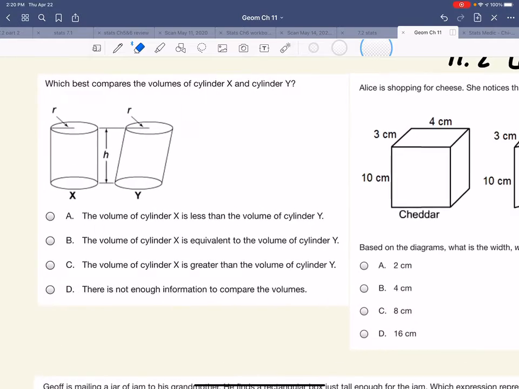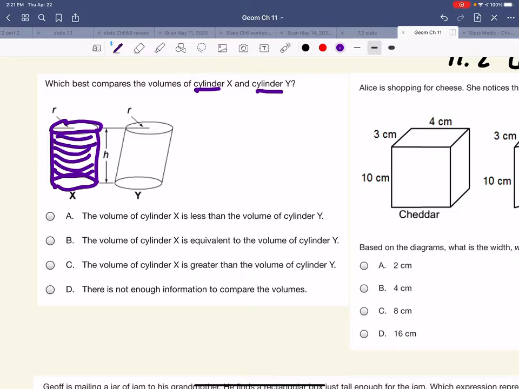So question 1 says, which best compares the volume of cylinder X and cylinder Y? So we talked about this would be a bunch of stacked up quarters that you get from the bank. You can see all the edges of the corners there, you know. Think of the ridges on the quarters. And then what if the stack got pushed over a little bit?